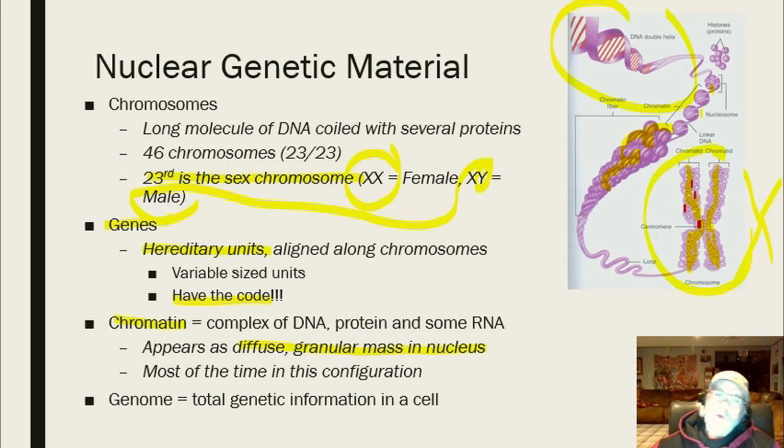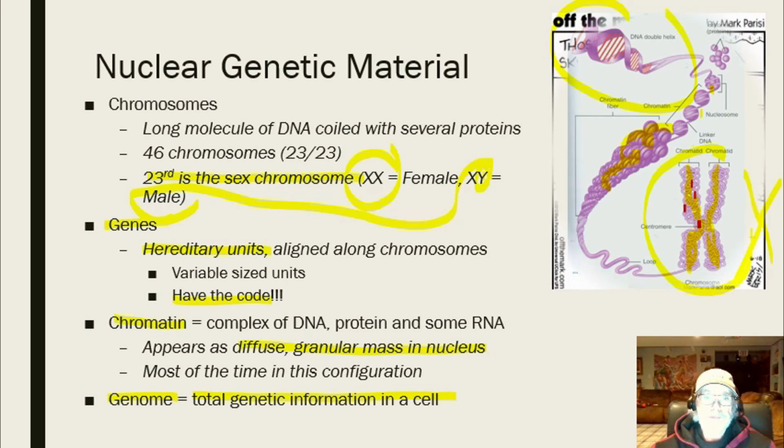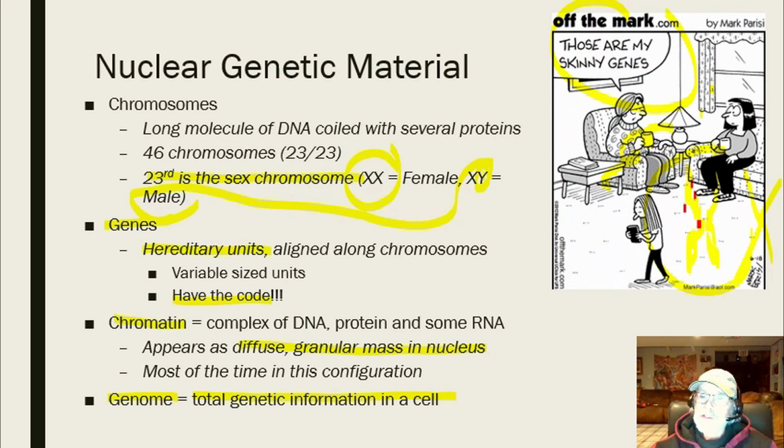One other word you should probably know is genome, which is basically the total genetic information in a cell. Each cell has the same genome unless there's been some type of mutation or change in that particular cell. The genome means that cell has the genetic information to do everything that the body wants it to do. Pretty cool, and that's the nice thing about DNA. Okay, those are my skinny genes. Well, it's sort of a different type of gene, I think.